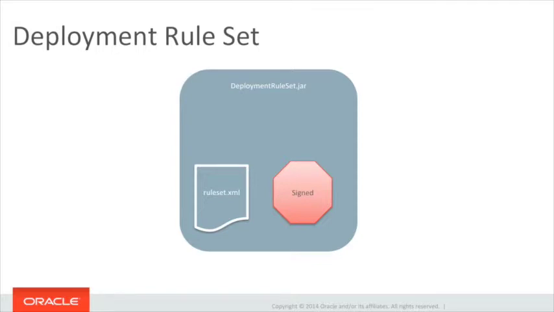On a technical level, DRS is a jar file located on the actual desktops. This jar file contains a single file called ruleset.xml. That describes all the rules that we want to apply. The jar will also be cryptographically signed.